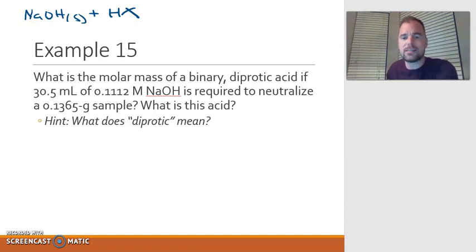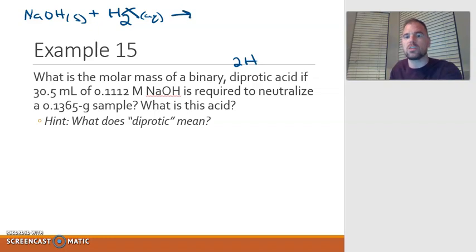You also know it's a diprotic acid. Remember what diprotic means? It means two hydrogens. So no matter what it is, it's got to be H2X. So even though you don't know what the acid is, you at least know it's going to be H2 something.